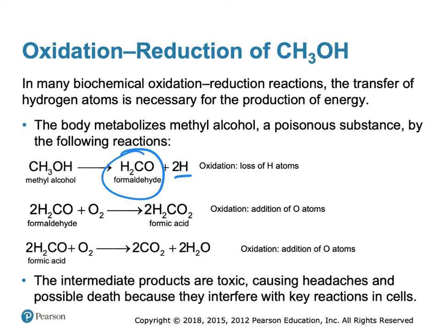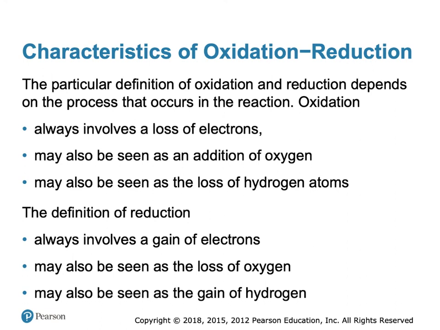So characteristics of oxidation-reduction reactions: they're always going to occur in a pair. Oxidation involves a loss of electrons. You can also observe oxidation as the addition of oxygen and the loss of hydrogen atoms. We'll see this when we look at organic reactions. For a reduction, this involves the gaining of electrons. Again, from the organic perspective, we'll see this as the loss of oxygen and as a gain of hydrogen. So, we should be able to identify what is oxidized and what is reduced when we have a chemical reaction.